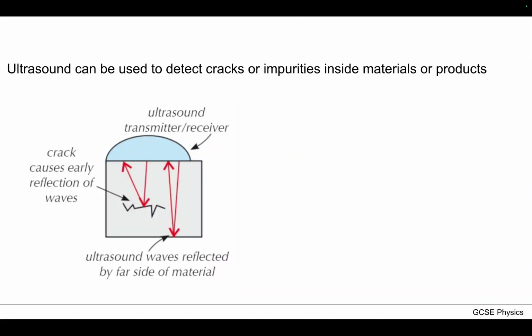Hi there, this is GCSE Waves Lesson 10 and this is Ultrasound Part 2. So ultrasound can be used to detect cracks or impurities inside materials or products.